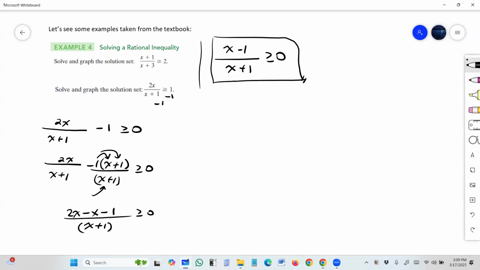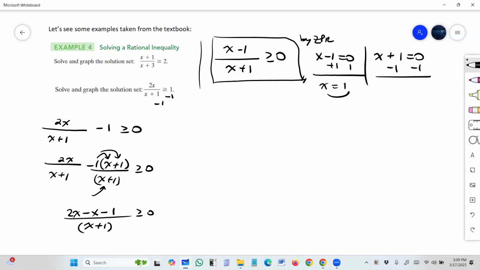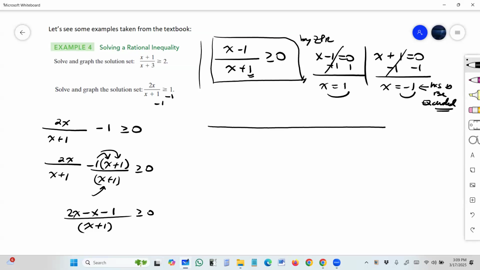Okay, so by the zero product rule, I'm going to solve each equation with the equal 0, because I need to find the roots. So x equals plus 1. This is one of the roots. And x equals minus 1. This is the other root. But remember, the denominator is never a root. So this value, even though now we're calling it a root, has to be excluded later. So now I'm going to do the testing.